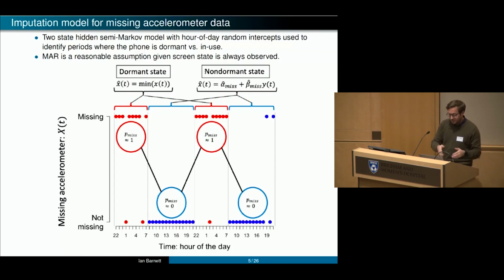As you might imagine, the likelihood that you're in this dormant state is much higher in the morning hours than it is when you're asleep versus when you're awake in the evening. So this approach has been fairly straightforward.